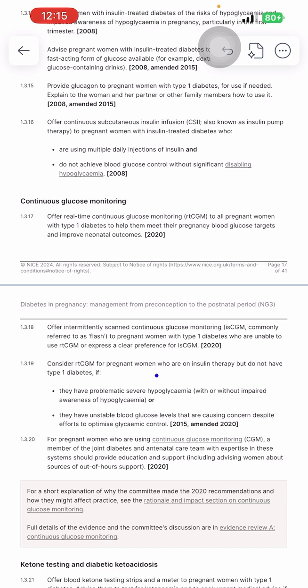Consider real-time glucose monitoring for pregnant women who are on insulin therapy but do not have type 1 diabetes if they have problems of severe hypoglycemia with or without impaired awareness of hypoglycemia, and they have unstable blood glucose despite efforts at glycemic control. So real-time glucose monitoring is for those having a problem of severe hypoglycemia. And for pregnant women who are using continuous glucose monitoring, a member of the joint diabetic antenatal care team with expertise in this should provide education and support.